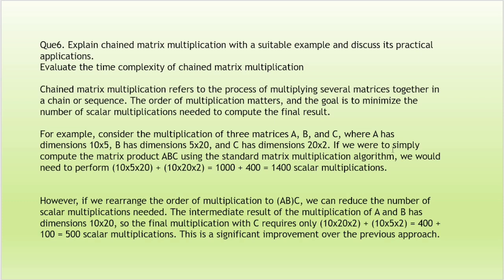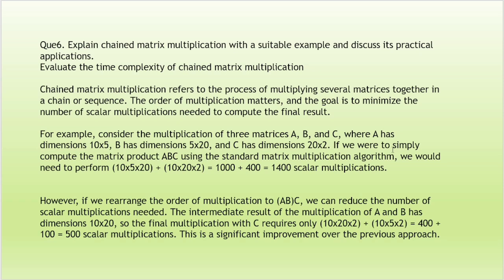the final result. For example, consider the multiplication of three matrices A, B, and C, where A has dimensions 10 by 5, B has dimensions 5 by 20, and C has dimensions 20 by 2. If we were to simply compute the matrix product ABC using the standard matrix multiplication algorithm, we would need to perform this many scalar multiplications. However, if we rearrange the order of multiplication to A, B, C, we can reduce the number of scalar multiplications needed.